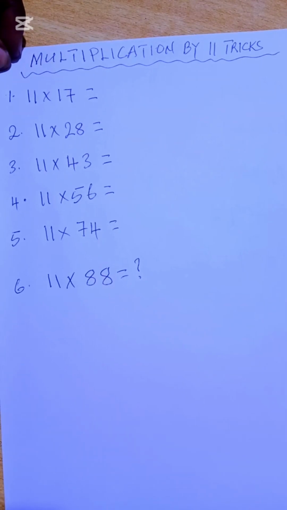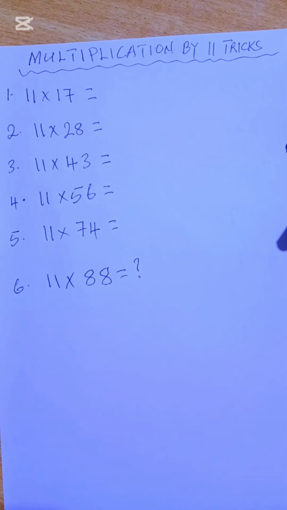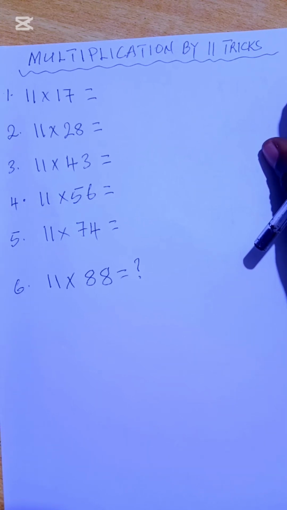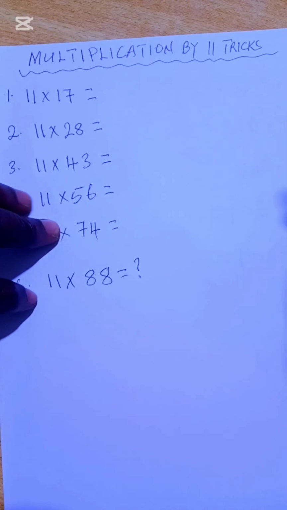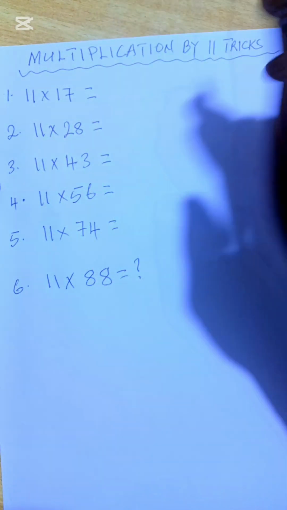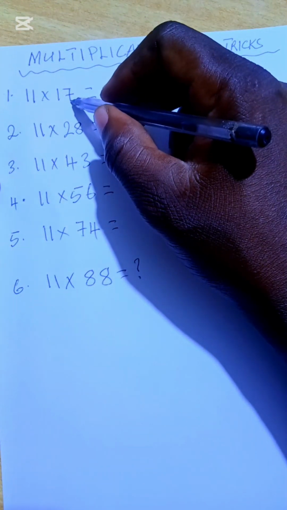In today's episode, we are going to look at multiplication by 11 tricks. Let's start with multiplication by a two-digit number. That means we will multiply 11 by any two-digit number. For instance, let's take 11 times 17. In 11 times 17, let's forget about the 11 on your left hand side. Concentrate on this 17.